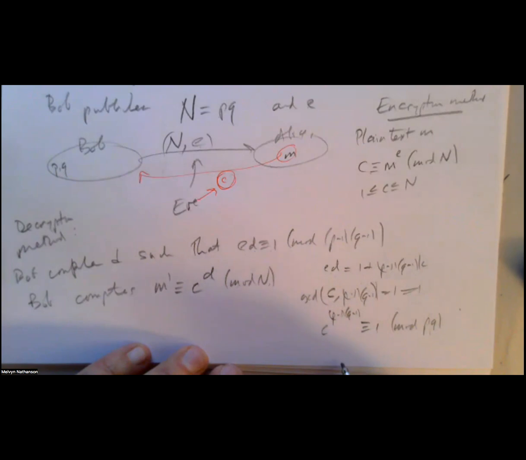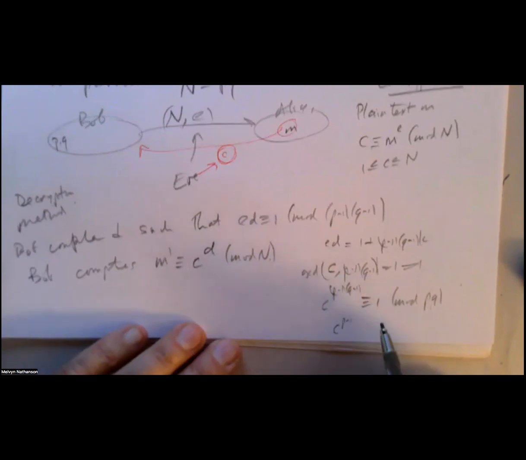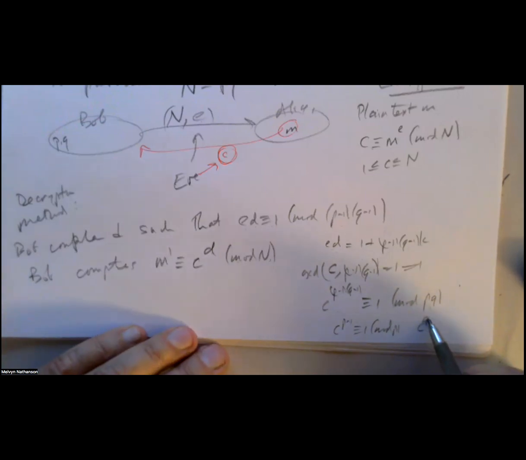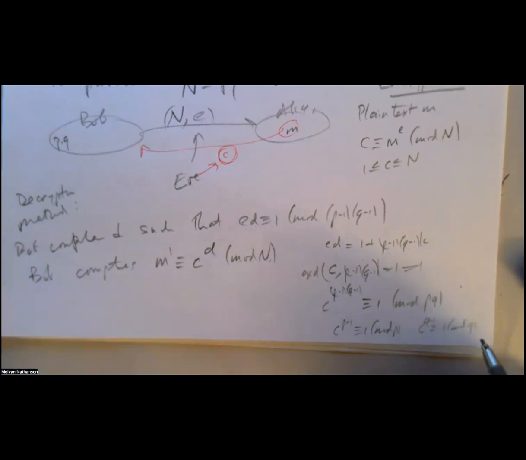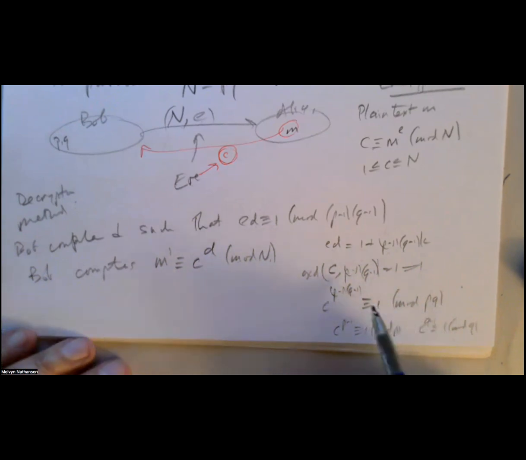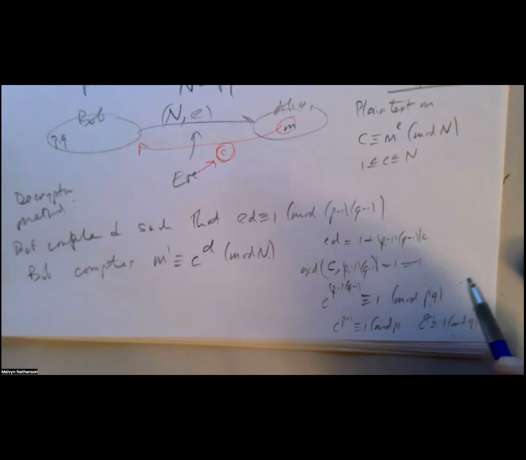Remember, we had proved that mod P, if C is relatively prime to P, C to the P minus 1 is congruent to 1 mod P. And if C is relatively prime to Q, C to the Q minus 1 is congruent to 1 mod Q. So C to the (P minus 1)(Q minus 1) is congruent to 1 mod both P and Q. So C to the (P minus 1)(Q minus 1) minus 1 is divisible by P times Q. This is Fermat's theorem and Euler's theorem.